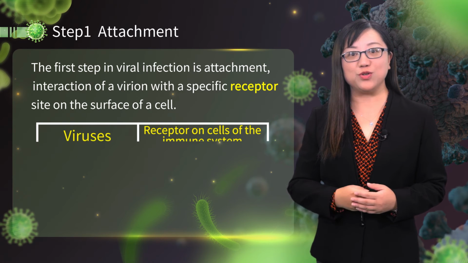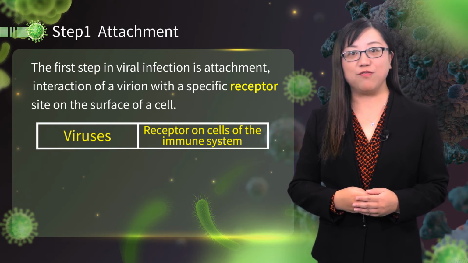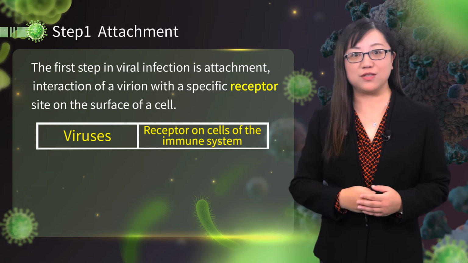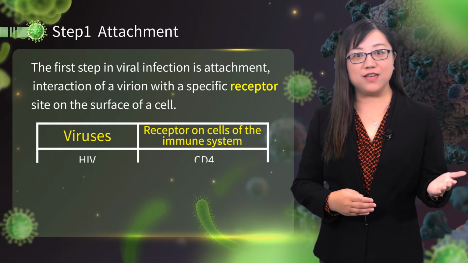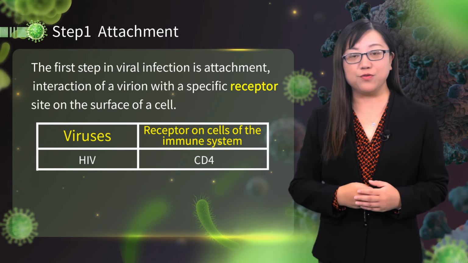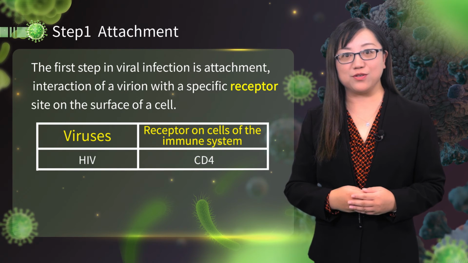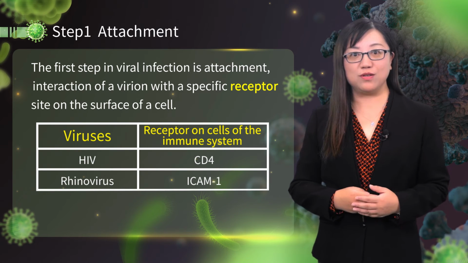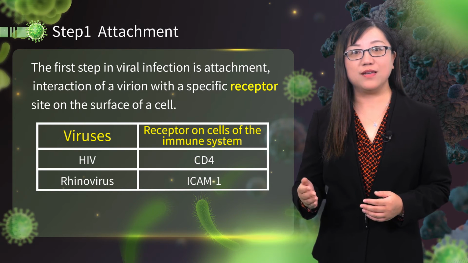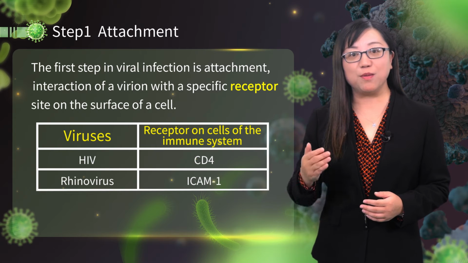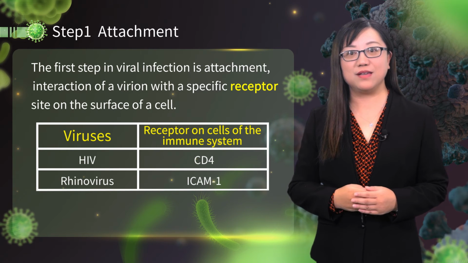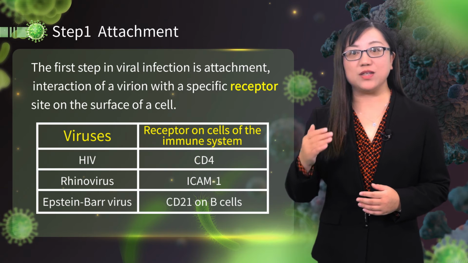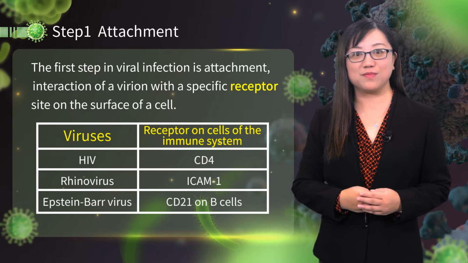This table shows you some examples of viruses and their receptor on cells of the immune system. HIV binds to the CD4 molecules on immune cells. Rhinovirus, rhino means nose. The receptor is ICAM-1, intercellular adhesion molecule 1. Epstein-Barr virus, the receptor is CD21 on B cells.